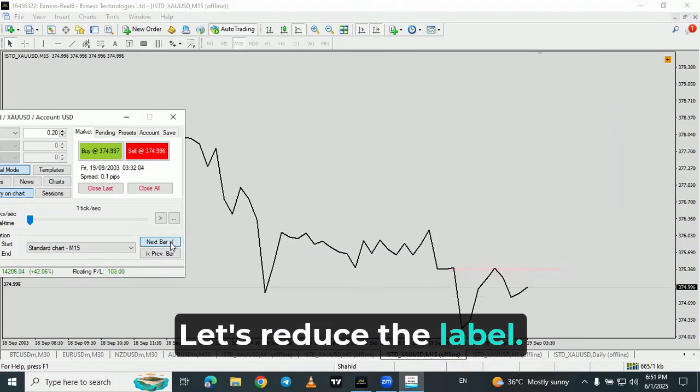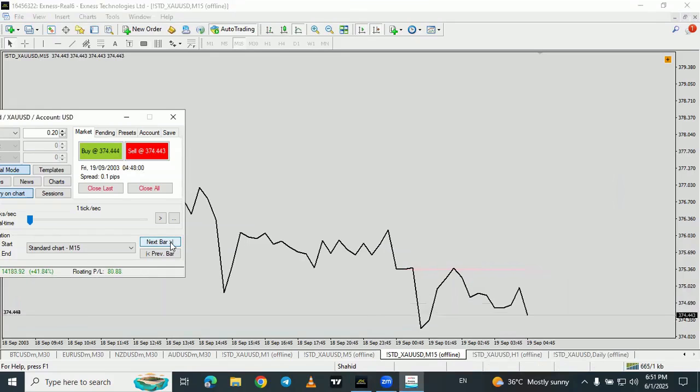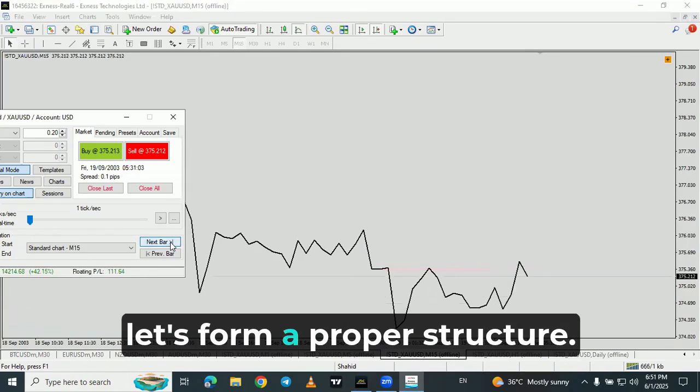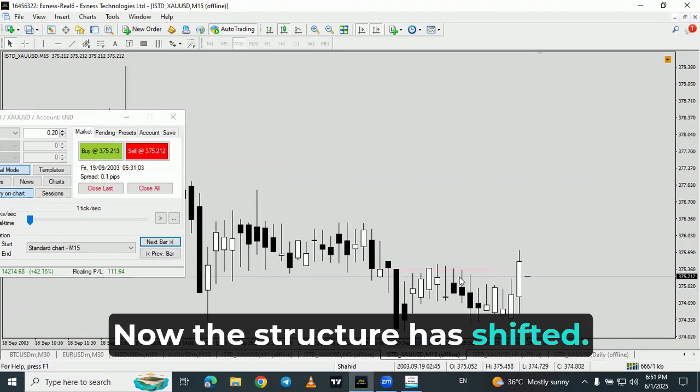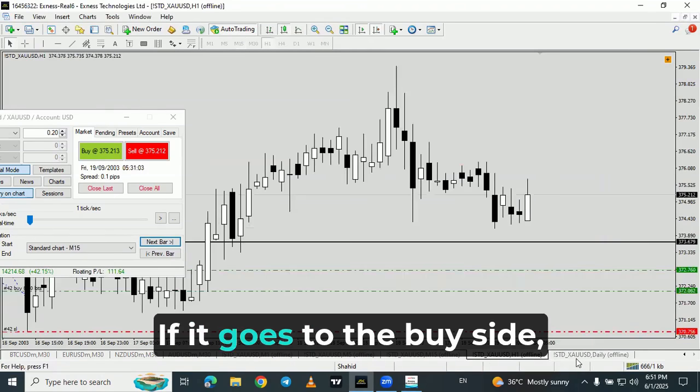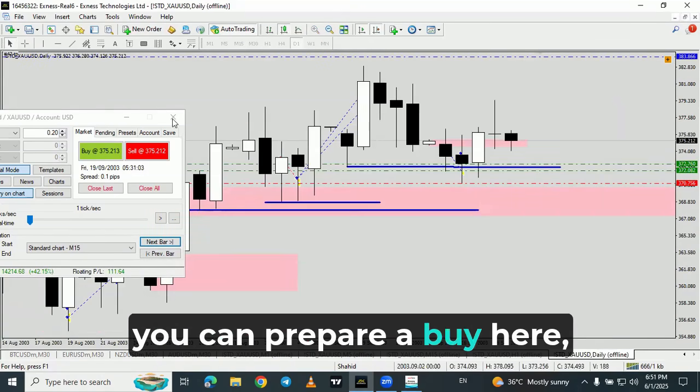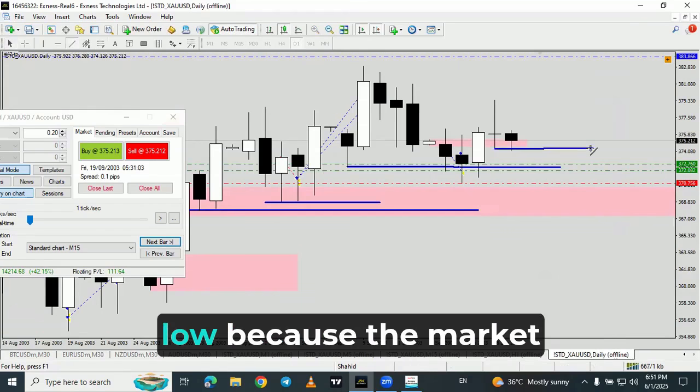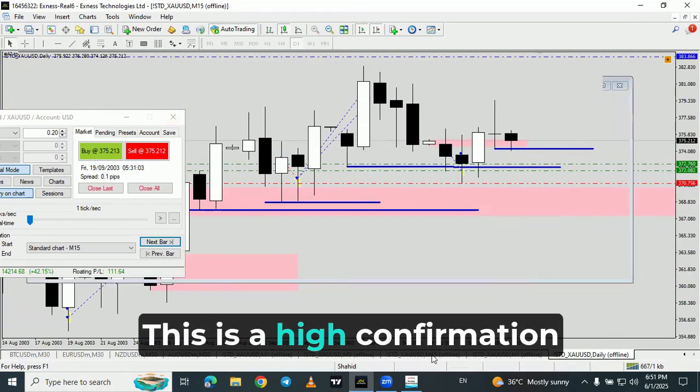Let's reduce the label. So let's form a proper structure. Now the structure has shifted. You see, it has shifted here. If it goes to the buy side, you can prepare a buy here, which has also swiped its handle low because the market. This is a high confirmation trade.